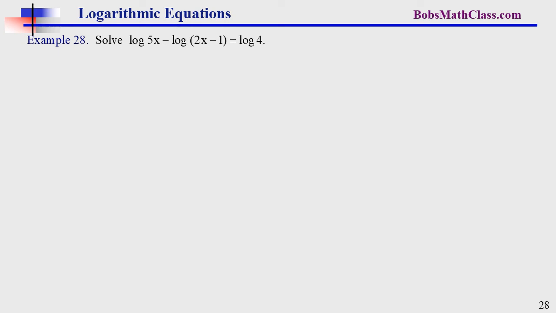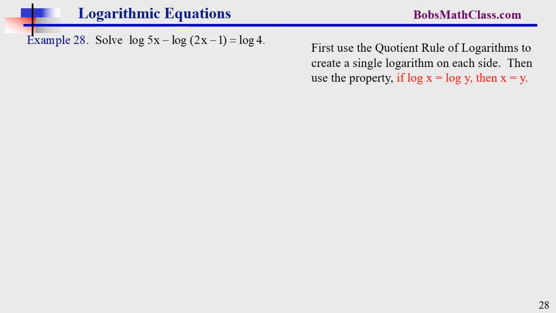This one doesn't have the base written as well. This time it's a minus sign in the middle. What does that mean we're going to use? Right, we're going to use the quotient rule. All right, so that gives us the log of 5x over 2x minus 1 equals the log of 4.